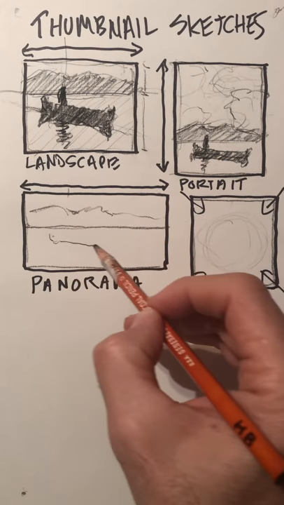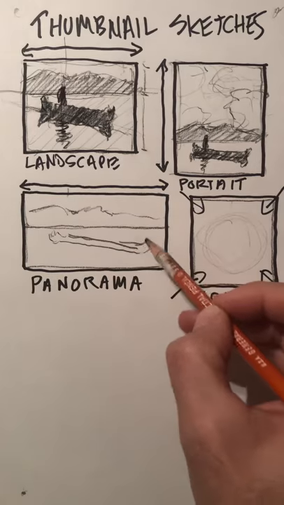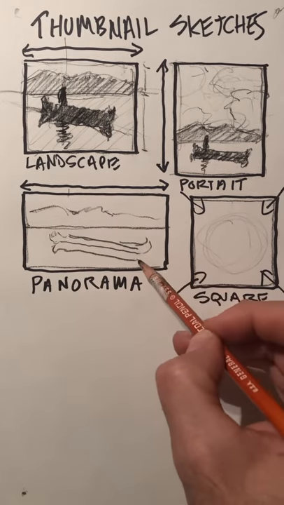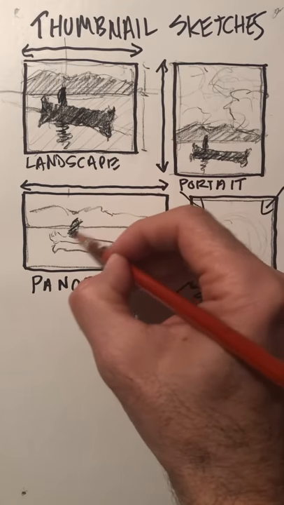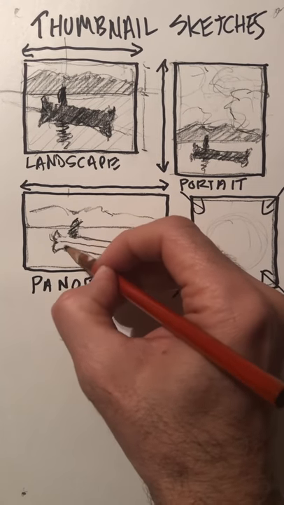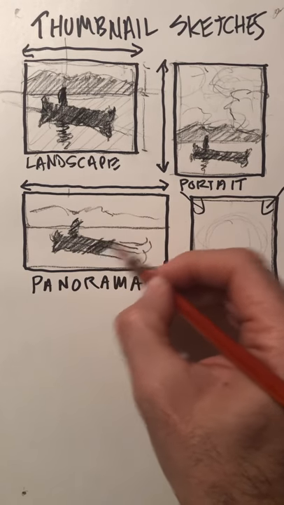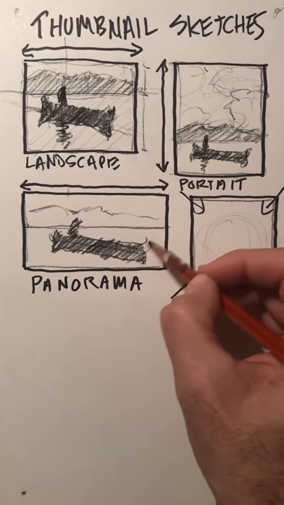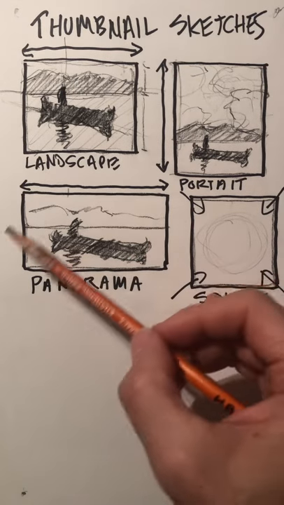And truth be told, I actually did a small oil study of this. I did a panorama version of my canoeer, and I did a landscape version. I like them both, honestly. They both say two different things. Not one is necessarily better than the other, but they say two different things. And it's okay to explore. You can do more than one. And I'm talking about actually bringing it to a finished painting.